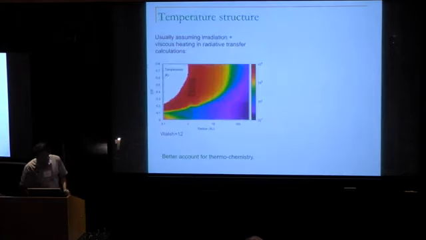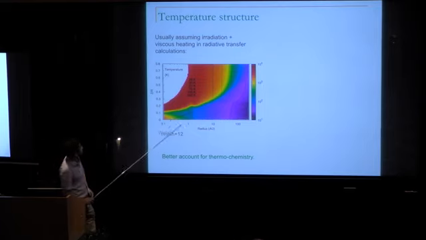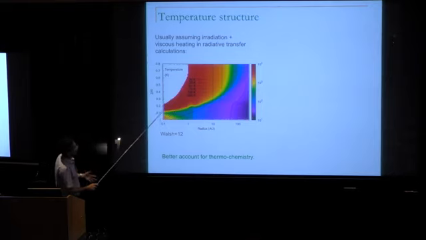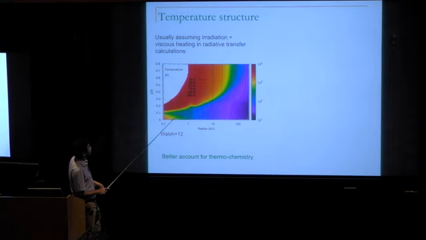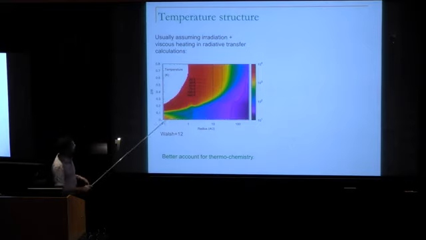All right, the next topic is about the temperature structure. Usually people do this in either of two ways. In the post-processing manner, you run very complex models with radiative transfer and possibly thermal chemistry as well, with everything included in a static disk model. You can also possibly add viscous heating, assuming everything is viscous. And here you get some temperature profile.